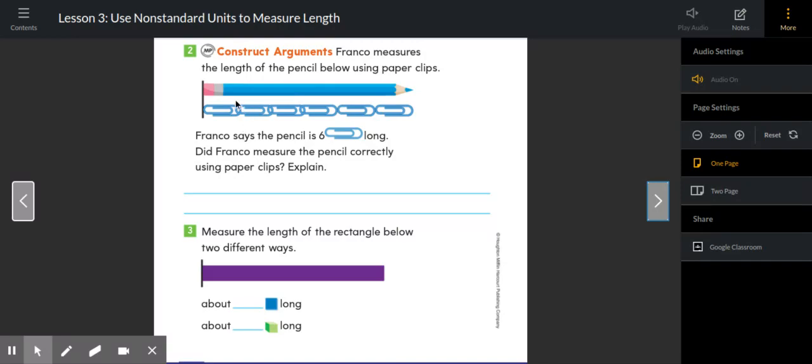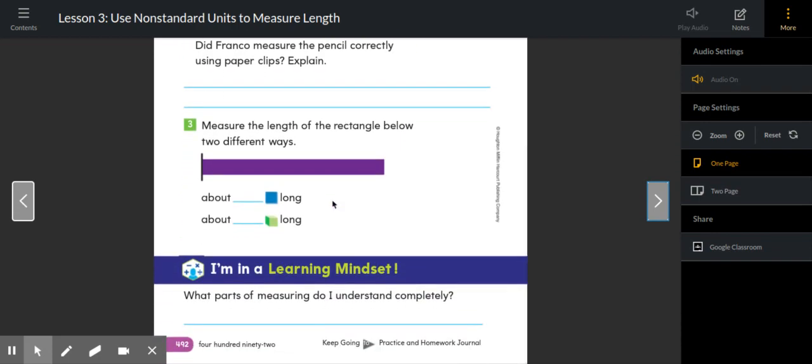If you look carefully, you can see that he overlapped his paper clips a little bit. And that's going to be just enough to throw off his measurements just a little bit. So you need to explain that his paper clips should be touching but not overlapping there. So he did not measure correctly.